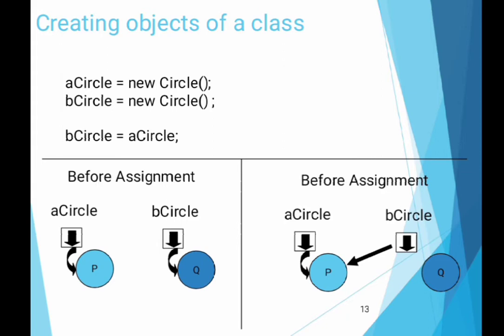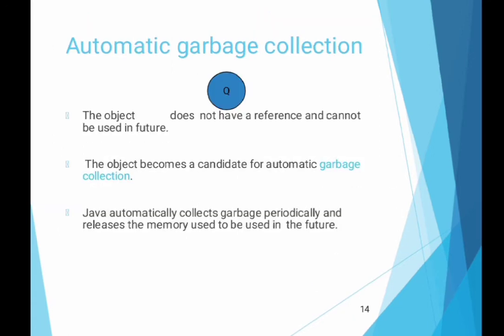Here, before assignment, what is there? Both are separate circles. But after assigning B circle equal to A circle, we will get only one object, that is P. See, before assignment, we have A circle with a separate P object and B circle having a separate Q object. But after assignment, B circle equal to A circle, we get A circle and B circle having the same object. Whereas Q has nothing, that is Q is considered for garbage collection.